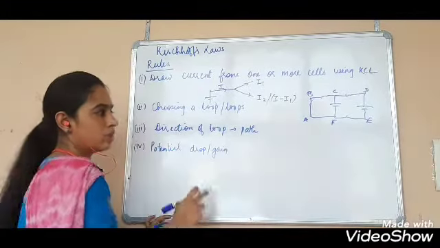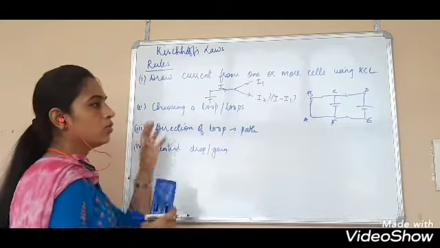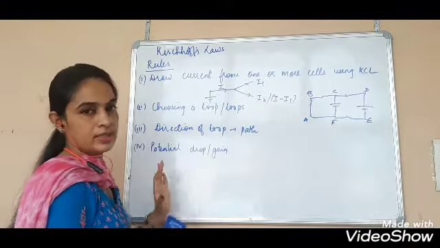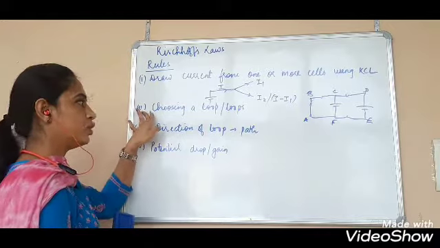So you can choose one loop or two loops, in order to cover all the resistors and the cells. Okay, so the second point is to choose a loop.